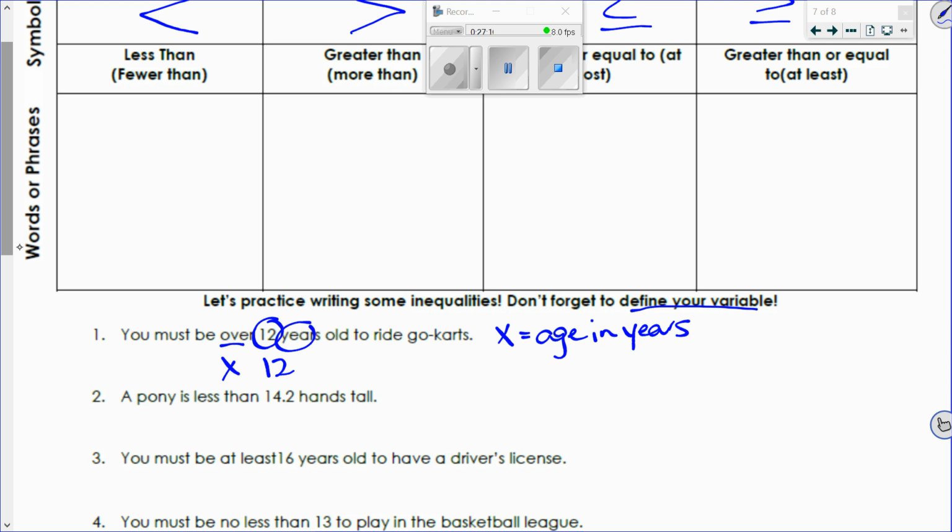And now I want to make sure that my inequality matches what it says. So it must be over 12 years old. So is 12 over 12? No. Is 11 over 12? No. So it can't be less than. Is 13 over 12? Yeah, so it must be greater than. Make sense?